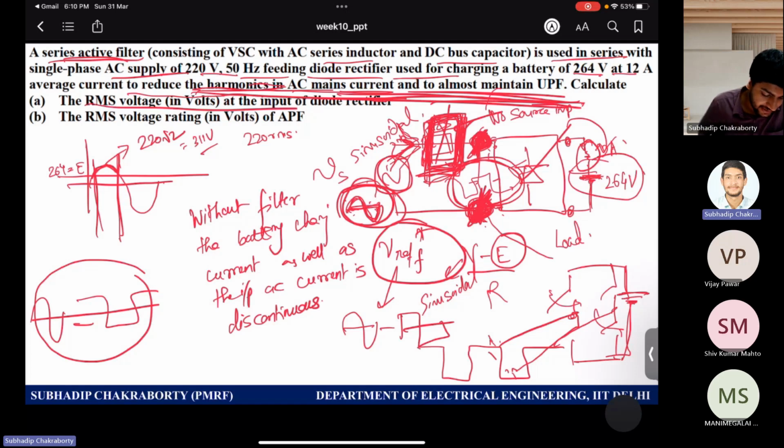So now you are asked the RMS voltage at the input of the diode bridge rectifier. This is easy, right? You can just answer it. What is the RMS voltage of such a square wave voltage? Can anyone tell me? It is a direct question. Once you know this, you know the answer. What is the RMS voltage at this input AC point? Anyone? It is a one line answer.